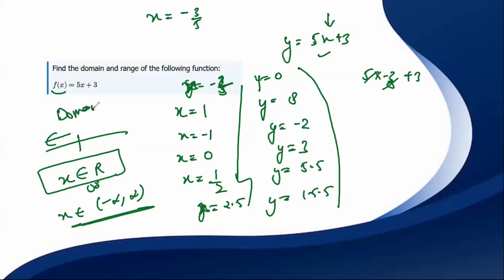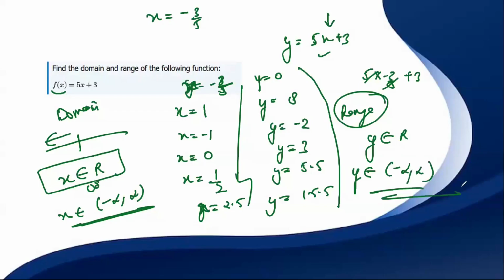Now what about the range? Range is my output. What is the output? I am getting positive, negative, 0, fraction, decimal, every value. So it means y also belongs to R, or the range belongs to minus infinity to infinity. So the range and the domain are both the same for this particular function.